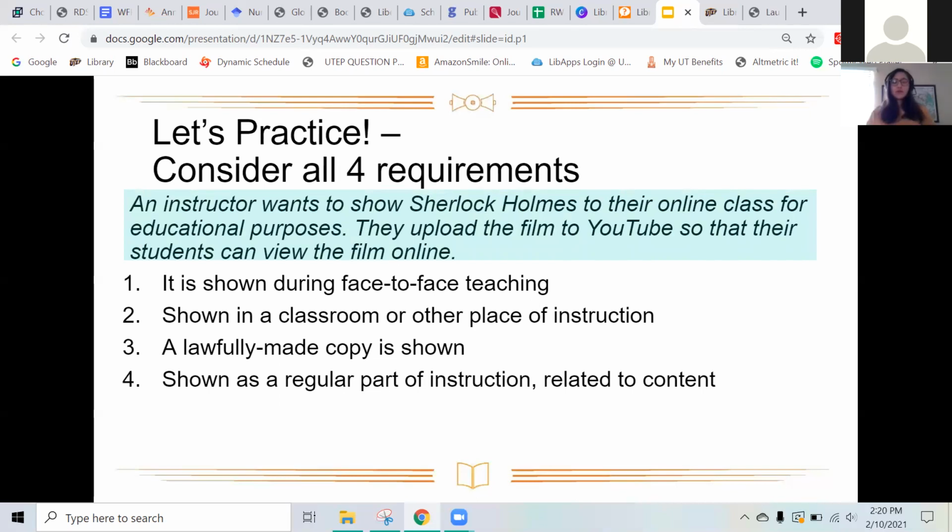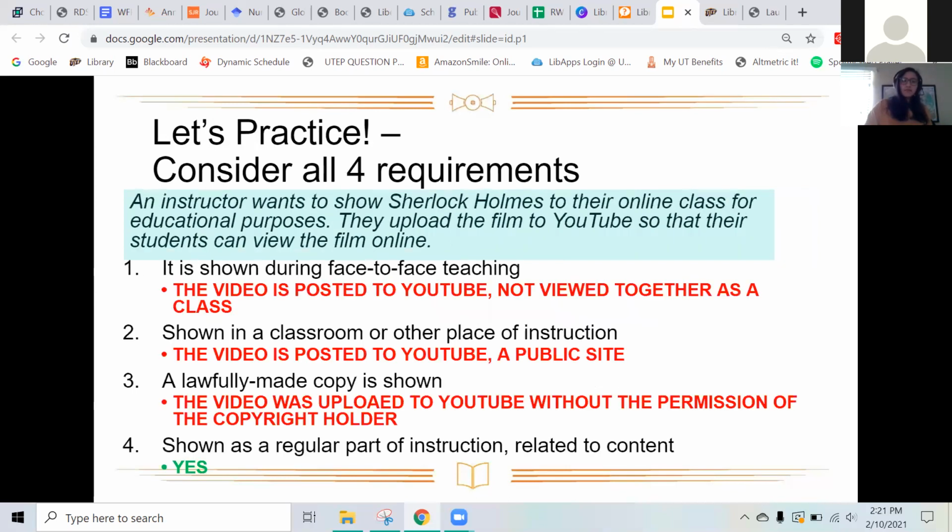So the requirements for it to not violate copyright infringement, if it's a video, there are 4 requirements. First, it has to be shown during face-to-face teaching. Second, it has to be shown in a classroom or other place of instruction. Third, a lawfully made copy has to be shown. And then fourth, it has to be shown as a regular part of instruction related to content. So not just a fun day where we don't want to cancel class, but we want to have the students in there. Let's show this film, that sort of thing. So that's not allowed.